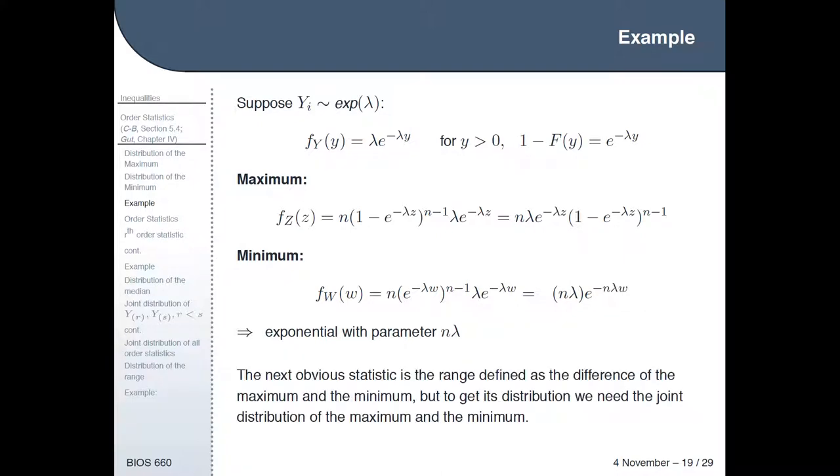Another statistic that you might be interested in the distribution of is the range, which is of course the difference between the maximum and the minimum. Well, that's a little bit hairier to calculate. I'll show you the steps that you need to do to calculate that over the course of the next couple slides.